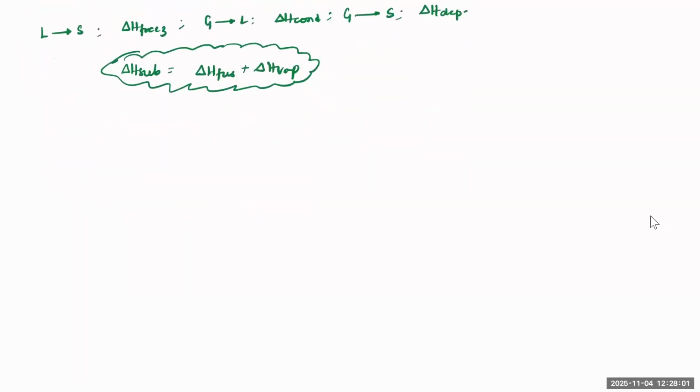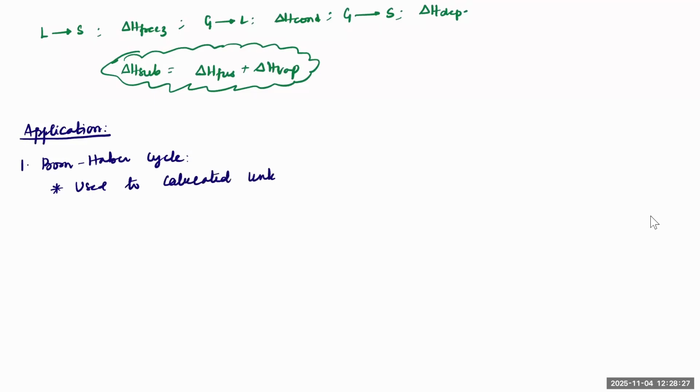Next, it is all about applications. The first application is the Born-Haber cycle. The Born-Haber cycle is used to calculate unknown lattice energy.